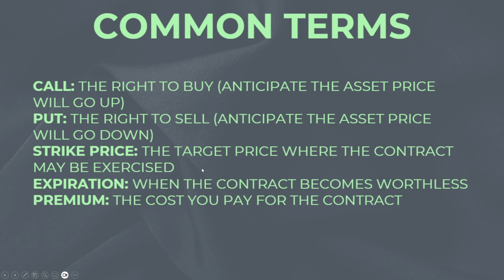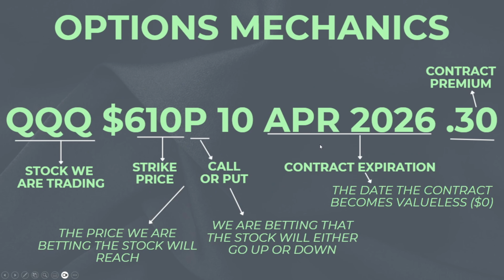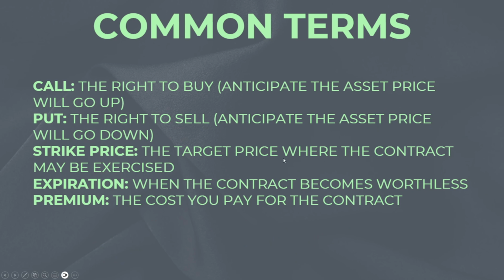Okay. And then the strike price is the target price where the contract may be exercised. And we are going to talk about this. And that is going to determine if an options contract is going to be in the money or out of the money. But basically, for the term purposes of this, strike price is kind of the price that we're betting the equity is going to reach, right? So again, going back up to this particular call, we were betting that QQQ was going to go at least to $610. And then we have our expiration.